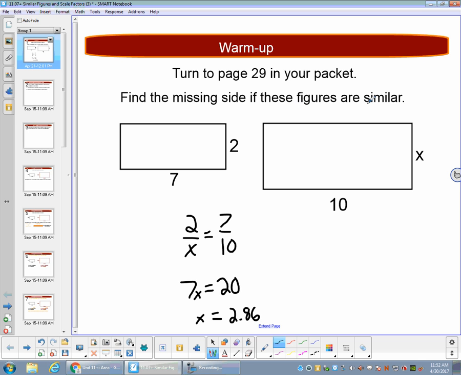What I wanted you to remember here, this is way back from first semester, or maybe the beginning of the semester, a few chapters back: if we have similar figures, if we have the sides, we set up a proportion to solve for the missing side. Now we're going to do the same thing today, but with area. And it's a little bit different, a little bit less intuitive.